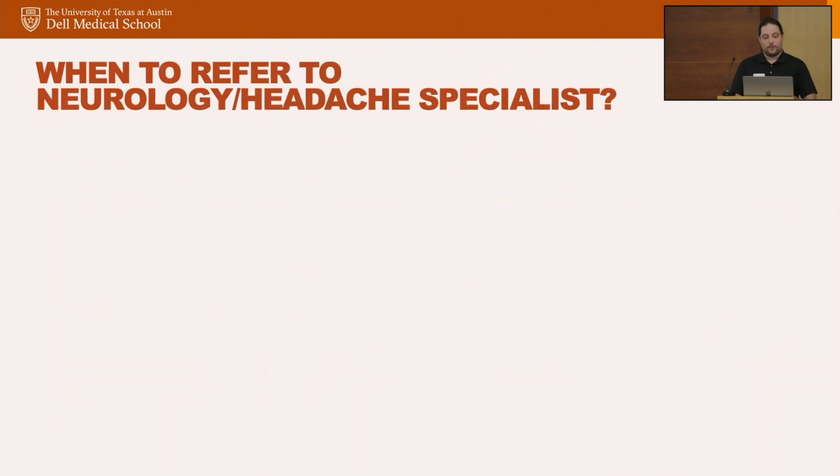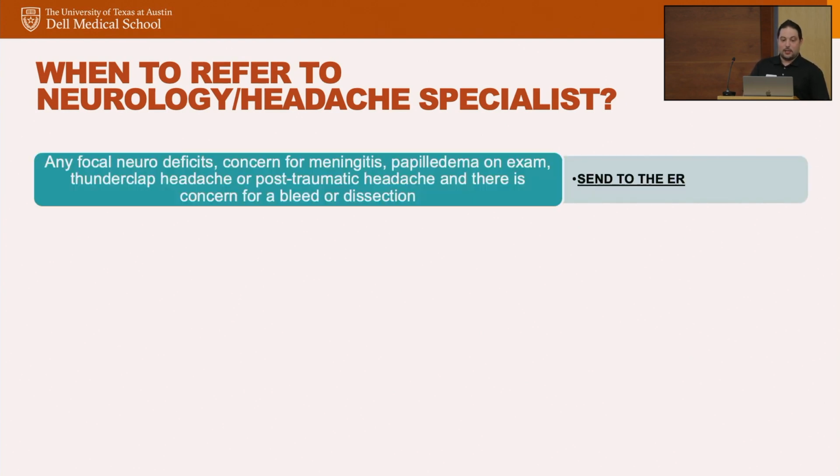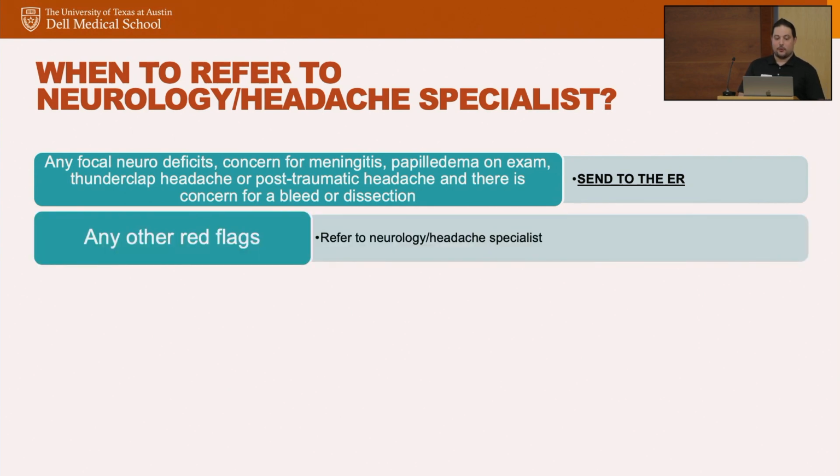So when should we refer a patient to neurology? If you have a patient who has any new focal neurological deficits, if there's concern for meningitis, if there's true papilledema on exam, if it's a thunderclap headache, or if it's a post-traumatic headache and there's concern for a bleed or a dissection, I would send that patient to the ER. If there's any other red flags, I would refer to neurology.